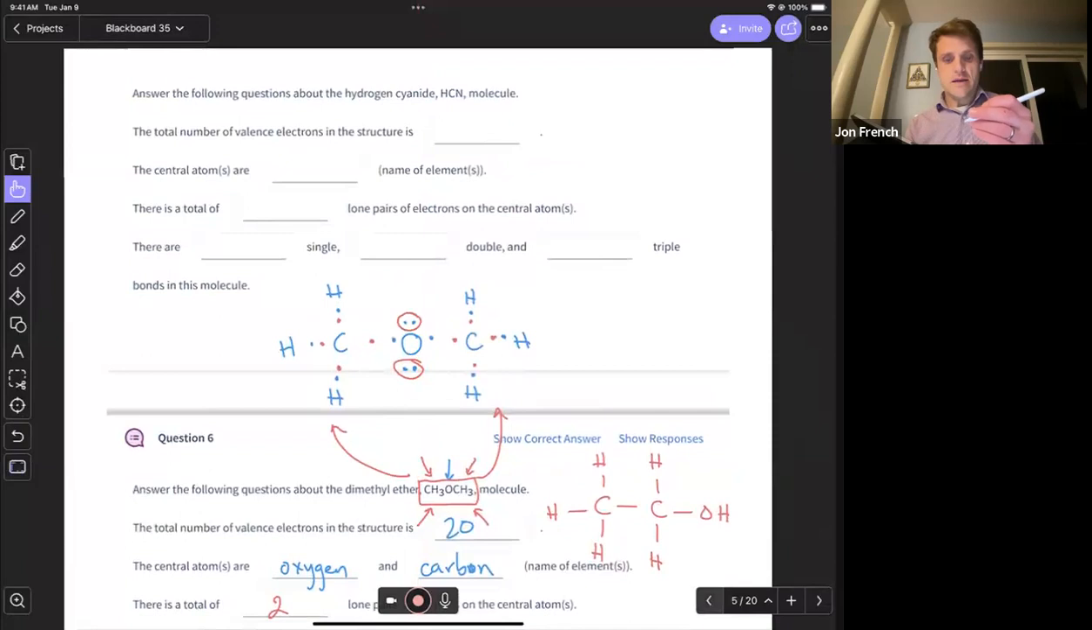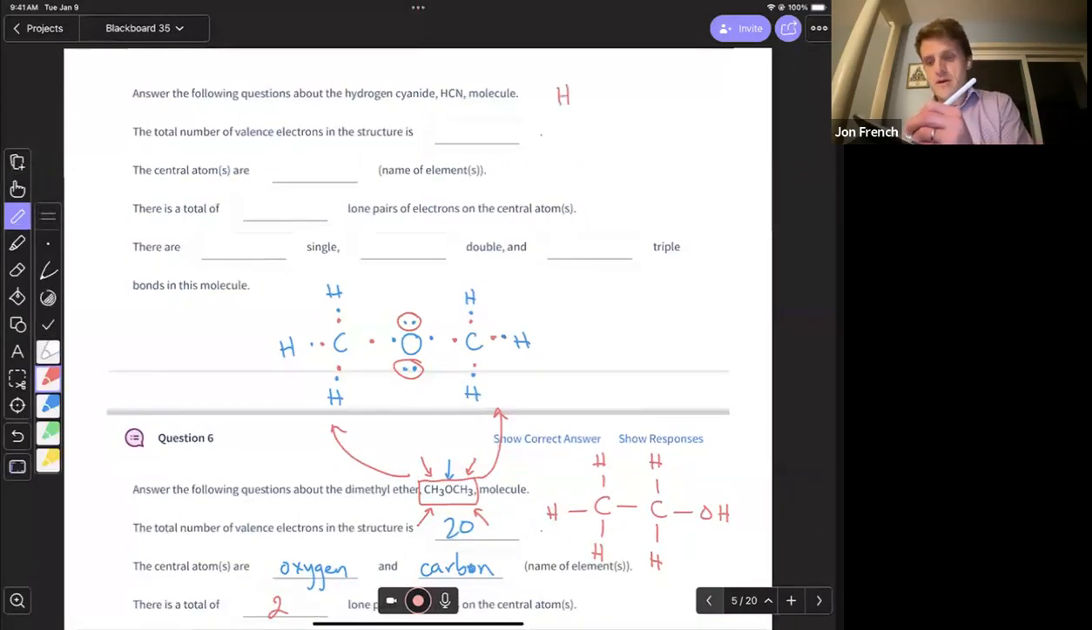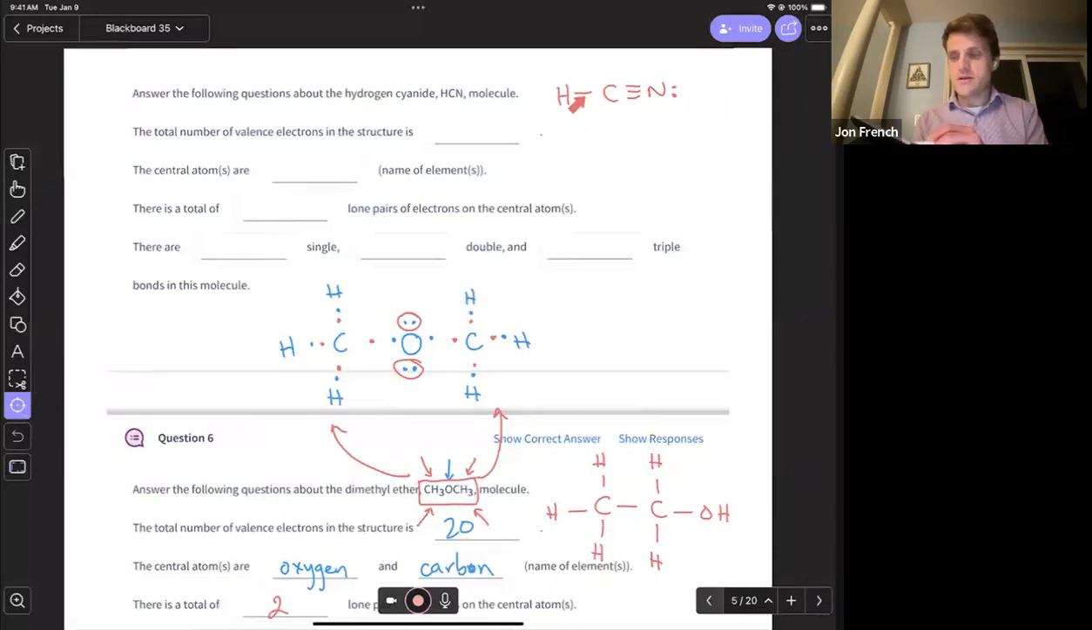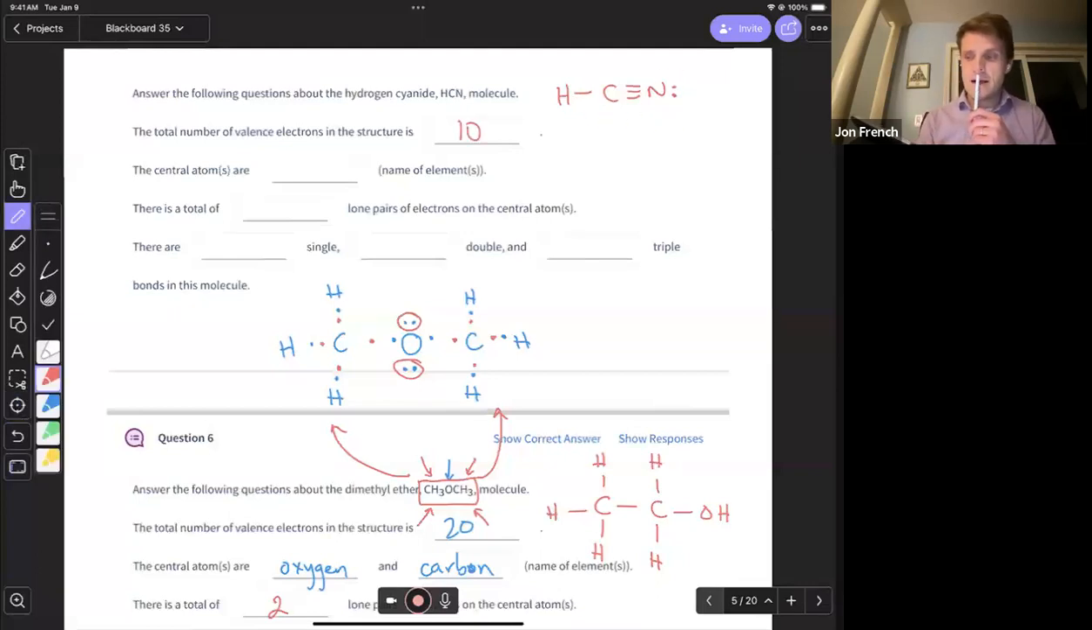Oh, okay, the cyanide molecule. Cyanide was on the previous page, triple bonded to an N. We might have a question more like question 5 than question 6. Total number of valence electrons in the structure: I've got 2 electrons here, 6 electrons there, so 6, 7, 8, 9, 10. 10 total valence electrons to assign.